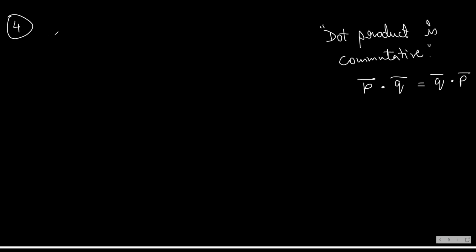Now I will come here. So suppose I'm writing a bar dot b bar cross c bar. Yes. You all know, students, that for a bar dot b bar cross c bar, if there is a cyclic change in the three vectors, then the value will remain the same.